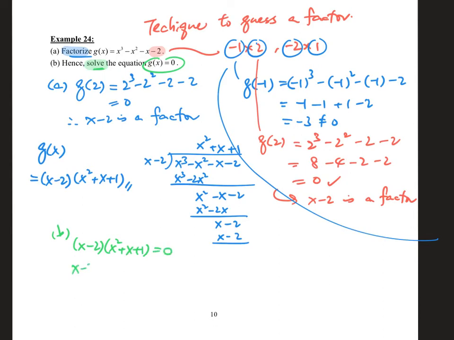And each bracket will be 0. Okay, you have the following. First one is quite easy. You can get x is 2 directly. But for the second one, after using the calculator, you find that there's an error, which means there is no real root of this equation.